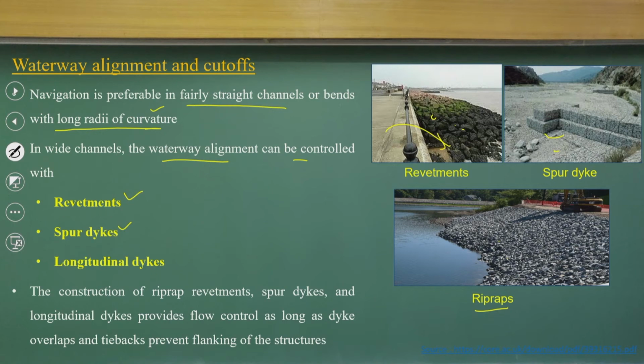And if you visit any navigable river, you can see stone riprap and revetment nowadays. You can have longitudinal dikes, and the construction of revetment and spot dikes, as we discussed earlier. You can have different structures so that we can make the river or canals navigable, maintaining its alignment.